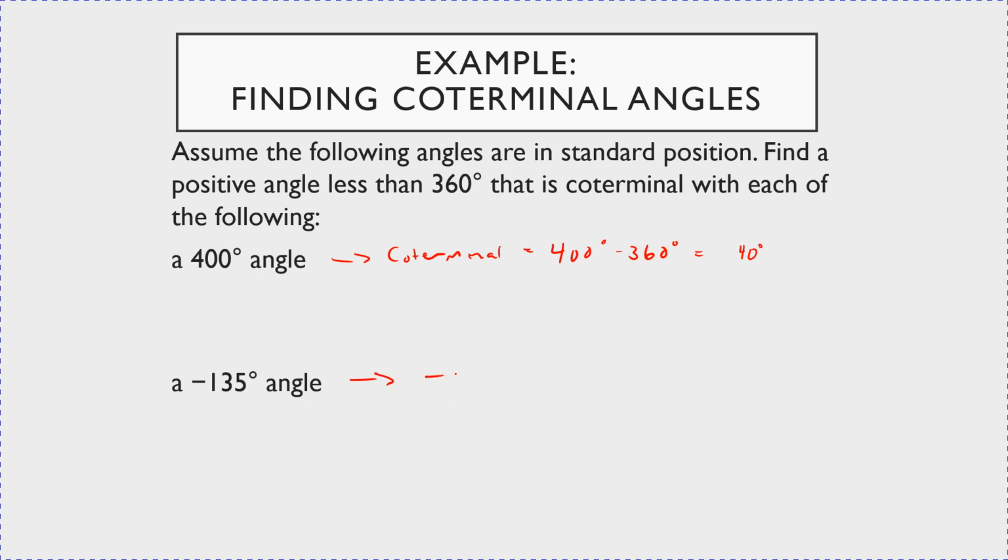Here, if you take minus 135 degrees, let's just add 360 degrees. When you add those together, you get 225 degrees. This angle here, a 225 degree angle, is coterminal with a minus 135 degree angle.